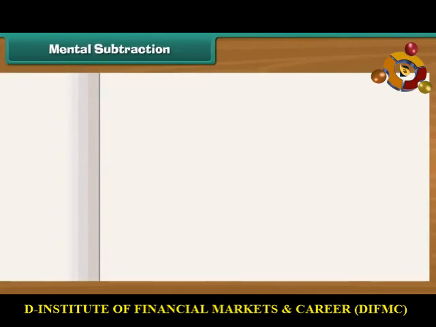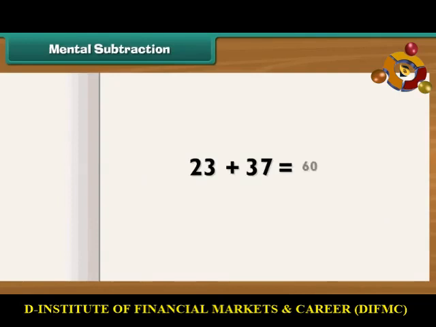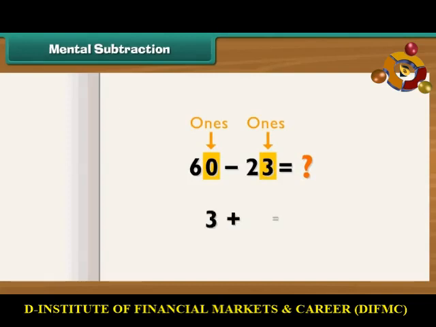Mental subtraction. Similar to addition, we can do mental subtraction also. In addition, we are given two numbers and we have to find their sum. But in subtraction, we are given the sum and we have to find one of the numbers. The ones place of 60 is 0 and ones place of one of the numbers is 3. So we have to find what should be added to 3 to make it 10. 7 is to be added to 3 to make sum 10. Thus, ones place of the second number is 7.